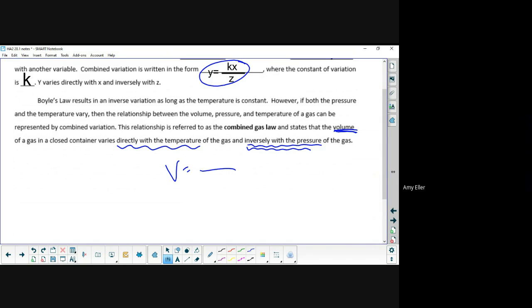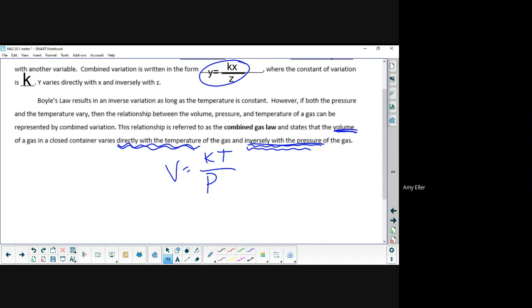Anything that varies directly goes on the top. So it's going to be K directly with temperature. So temperature goes on the top. Inversely with pressure. Inverse goes on the bottom. Again, if you do it a different way in science and can get it right, I'm okay with that. This is the way we usually go about it when teaching it, at least for the first time in algebra.